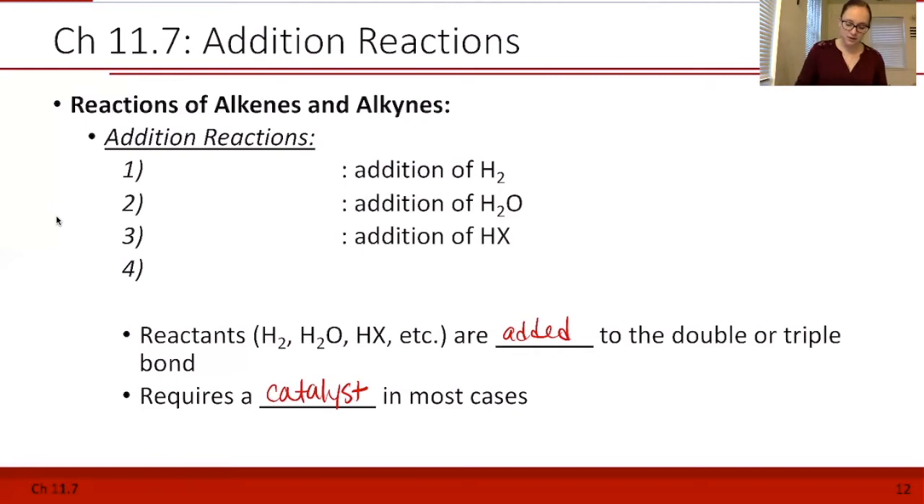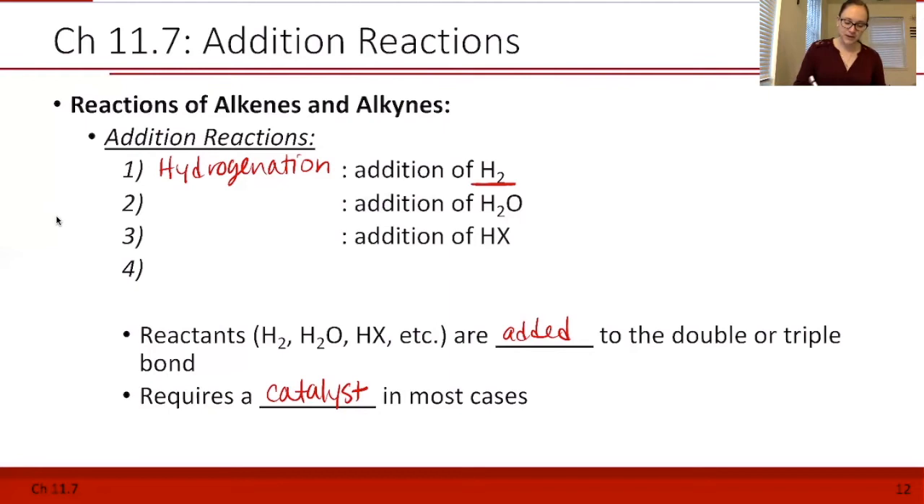The first one is called a hydrogenation. In a hydrogenation reaction, you add hydrogen across your double bond. So hydrogen is the root of that name. Hydrogenation is addition of hydrogen across the double bond.